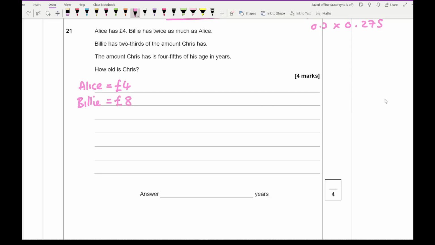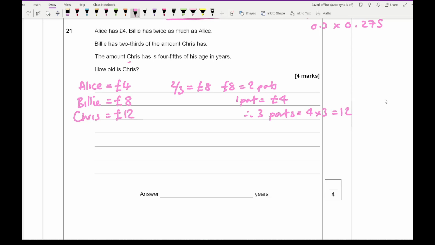Now, Billy has 2/3 the amount Chris has, so 2/3 equals £8. So £8 equals 2 parts. So therefore, 1 part is going to equal £4, and therefore 3 parts, which is the total, is going to be 4 times 3, which is 12. So that means that Chris is going to have £12.